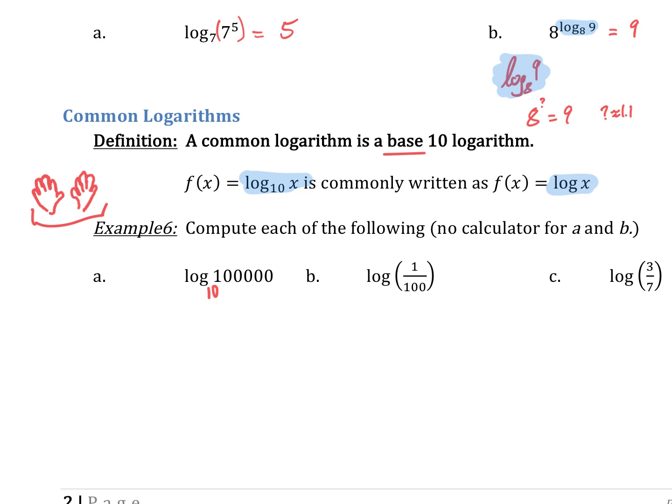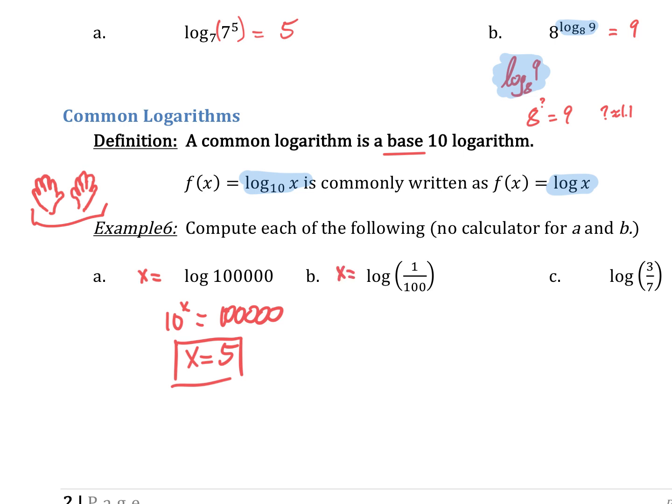Well, what does this mean? This is asking a question. The question is, what is the power we put on 10 to get 100,000, all right? So if you want to rewrite it, you can. 10 to some power is 100,000. What is that power? Well, x is 5. 10 to the 5th power is 100,000.